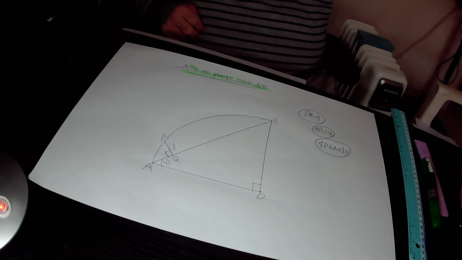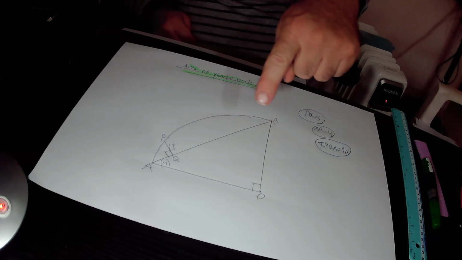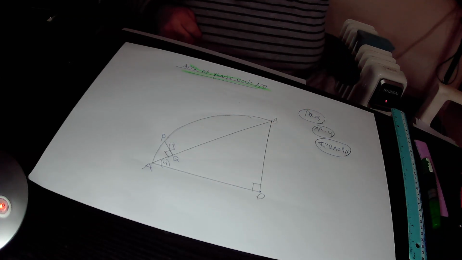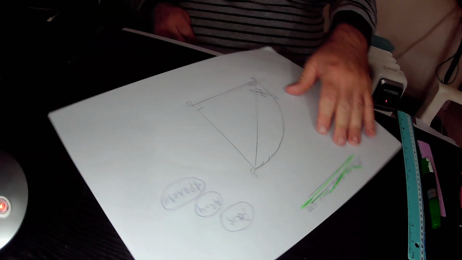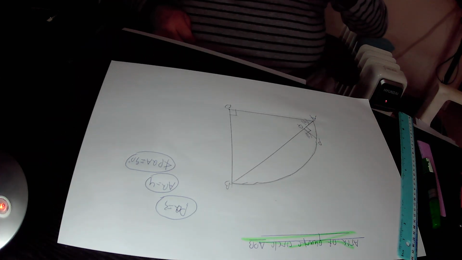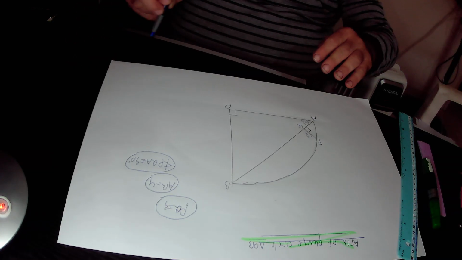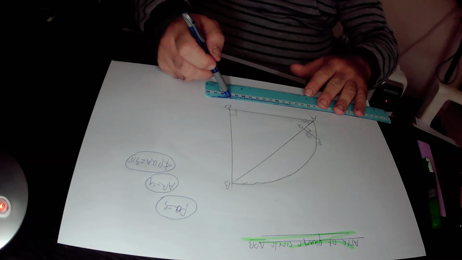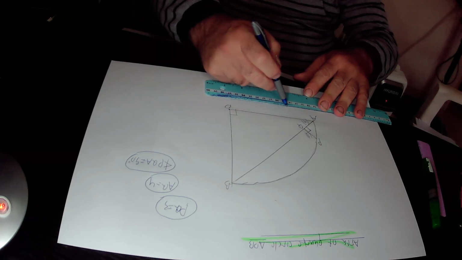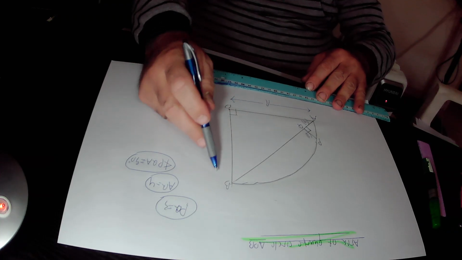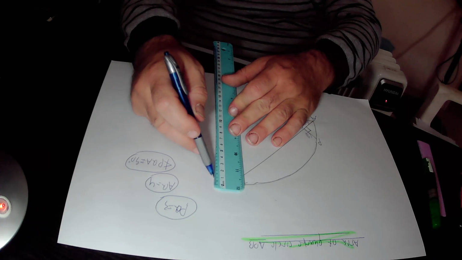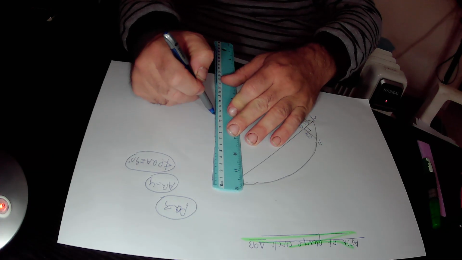First of all, OA equals OB. They are both the radii of this quarter circle, and therefore they are equal to each other. So if we define the radius of this quarter circle as R, then the radius OA equals R. And the radius OB must also be equal to R units in its length.